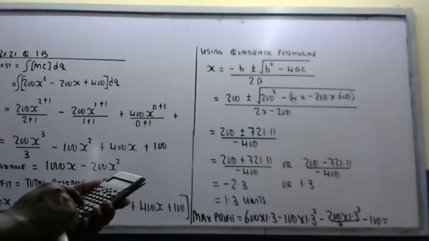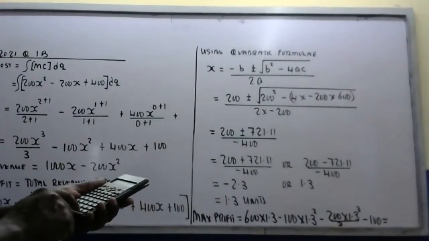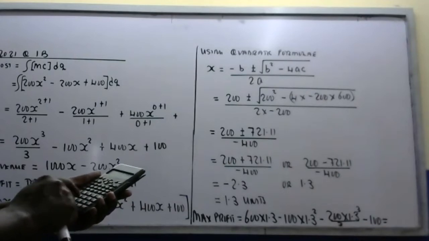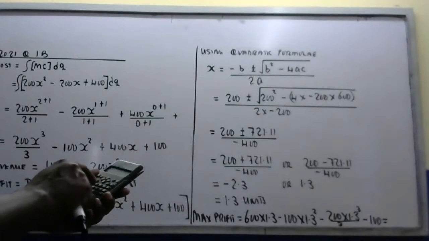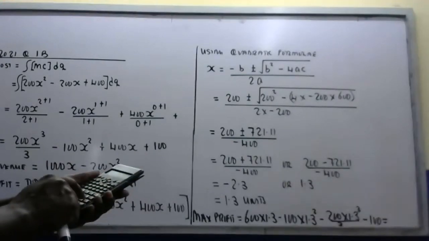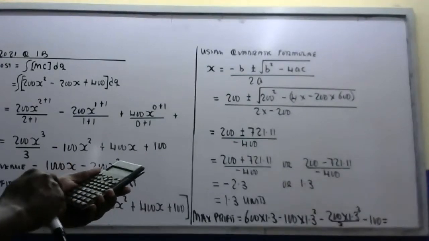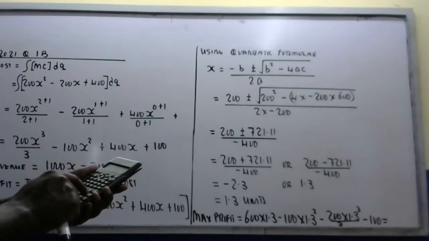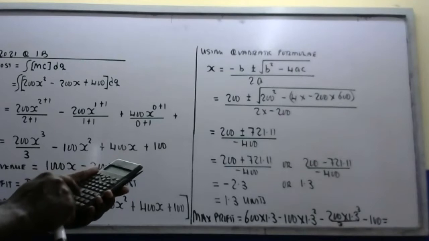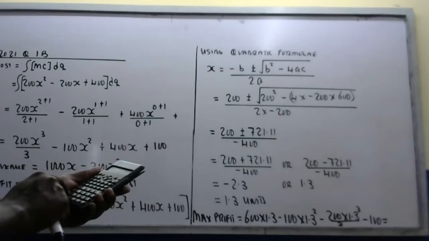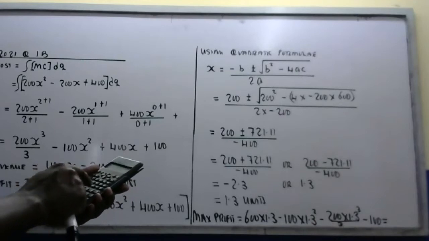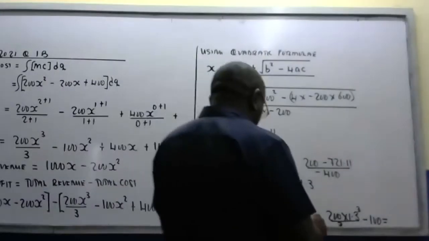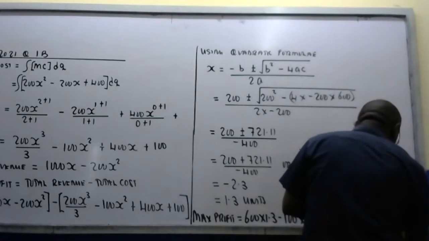So that's 600 times 1.3, minus 100 times 1.3 squared, minus, open the brackets, 200 times 1.3 raised to power 3 divided by 3, close the brackets, minus 100. So I'm getting 364.53.